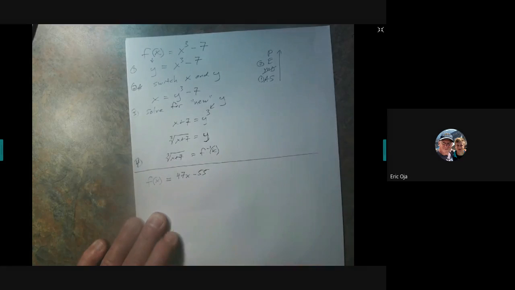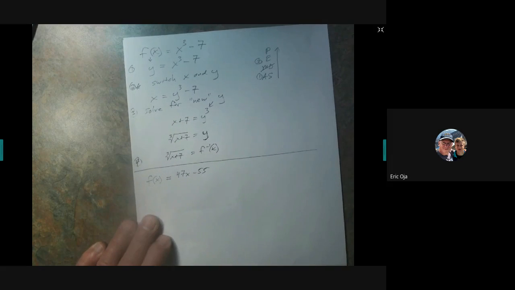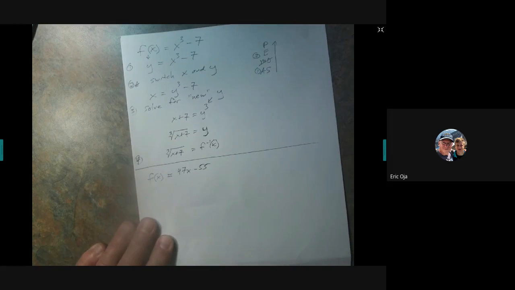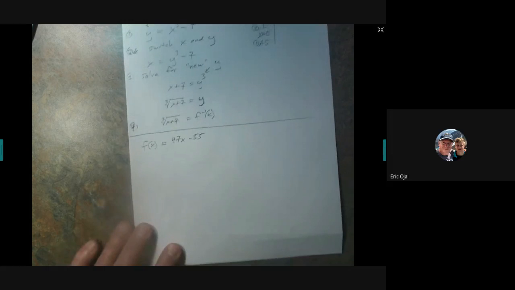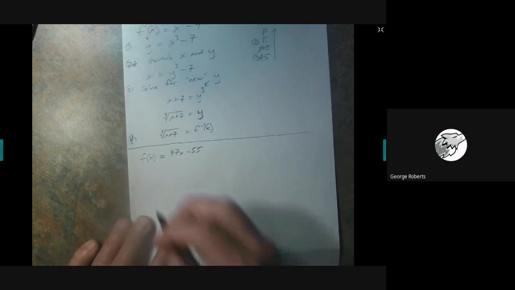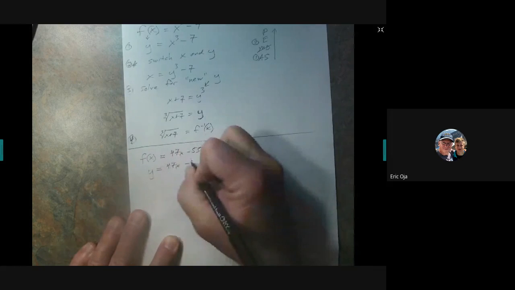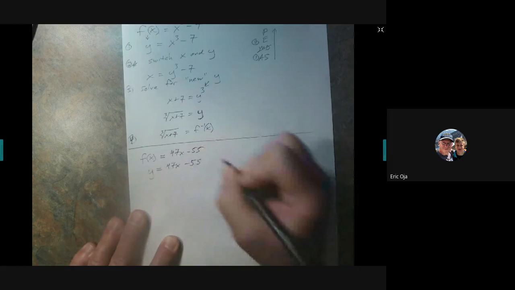We'll follow the same pattern then. So what's the first thing we do? First I'm going to write it as a y. Yeah, write it as y. So y equals 47x minus 55. Now what? I'm going to switch x and y. Yeah, then you would switch x and y.